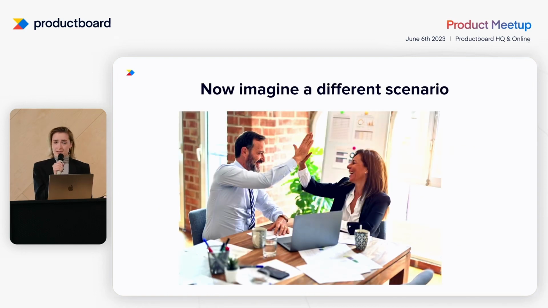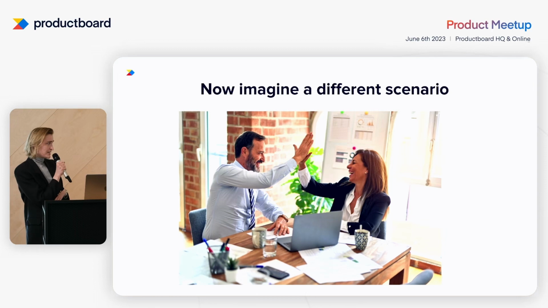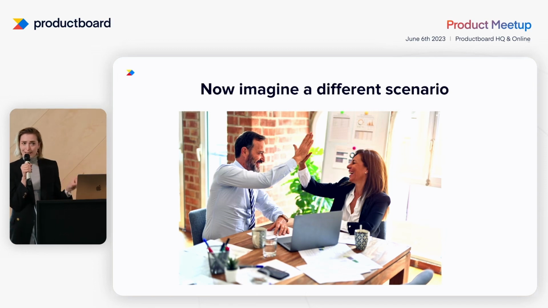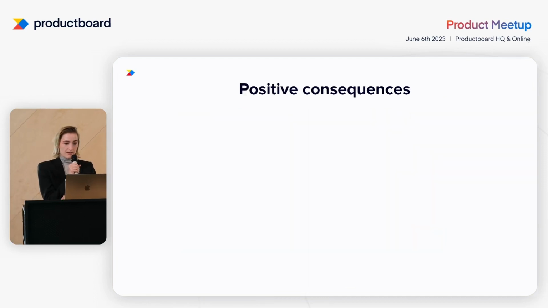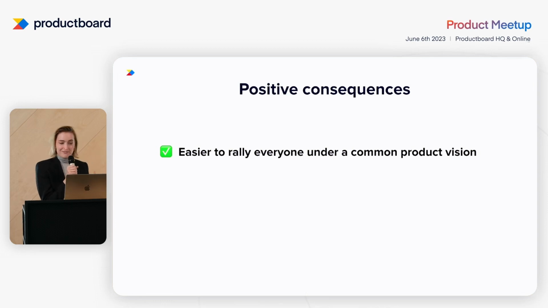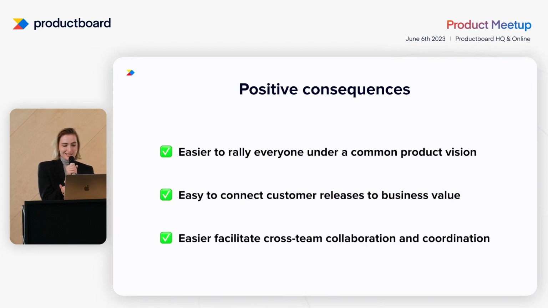Now, imagine a different scenario. Bob actually prepares different roadmaps for different audiences. It doesn't mean that he has to create multiple plans, it's still one plan, but he prepares a roadmap that's specifically tailored to the audience that he wants to target. So now you end up with very positive consequences. It's very easy to rally everyone under a common product vision. It's easy to connect customer releases to business value, and it's easier to facilitate cross-team collaboration and coordination.